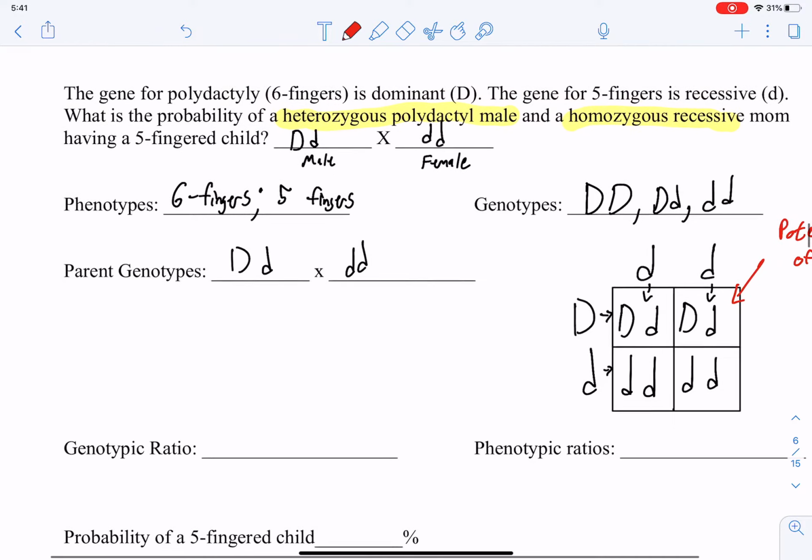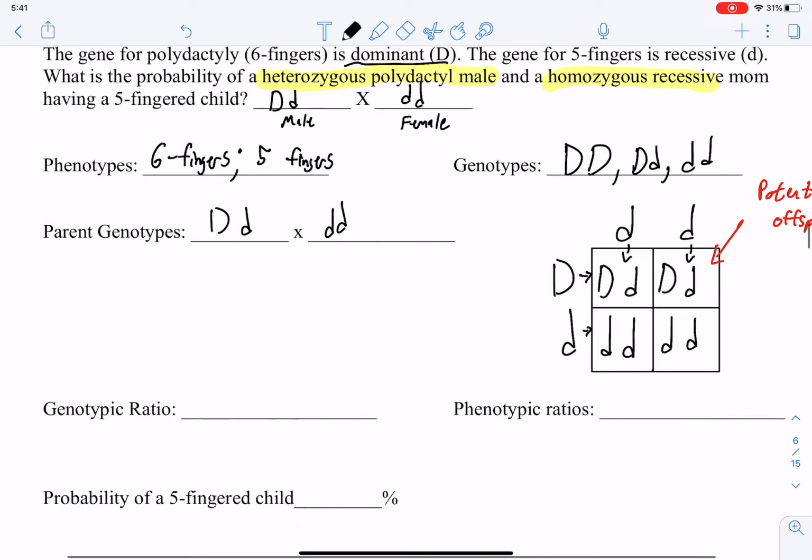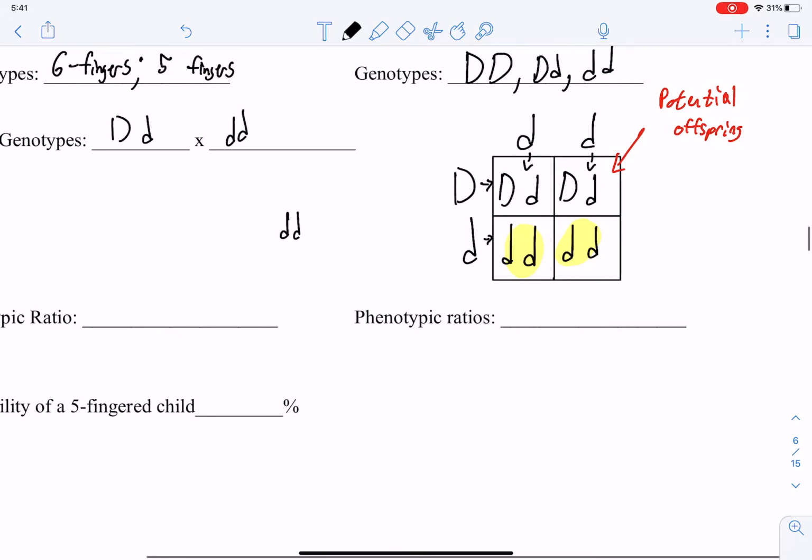Right? Remember, we talked about in the opening statement, the gene for polydactyly is dominant. So if they have a dominant allele, they're going to have 6 fingers. The only way that a child that they have is going to have 5 fingers is if it's having both recessive genes, or it's little d, little d. So if we look at this, we can see we have 2 homozygous recessive traits.